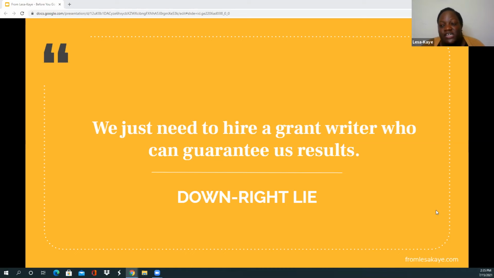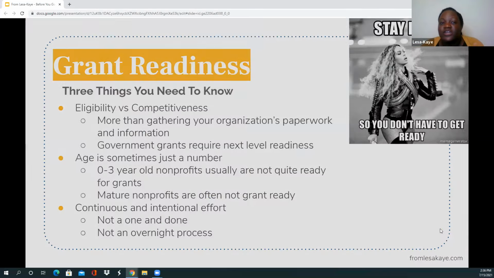You really have to invest in positioning your organization by building a solid foundation and getting your organization ready for grants. And the great thing is, building a solid foundation and grant readiness involve the same tasks and activities. So when you build and maintain a solid foundation, you are then boosting your grant readiness. So here are some things I want you to know about grant readiness.